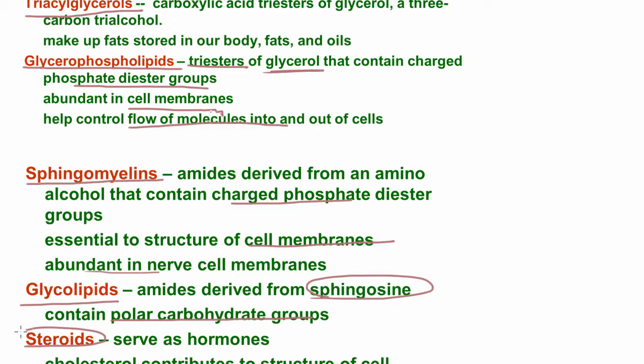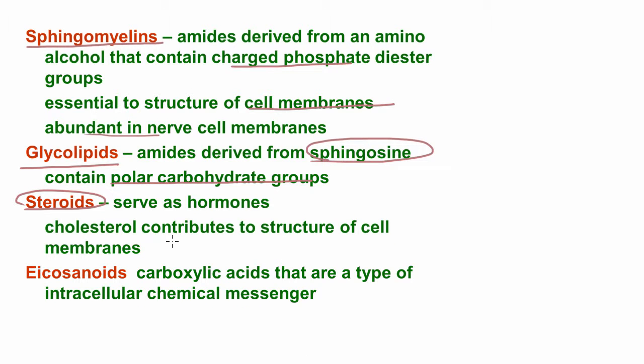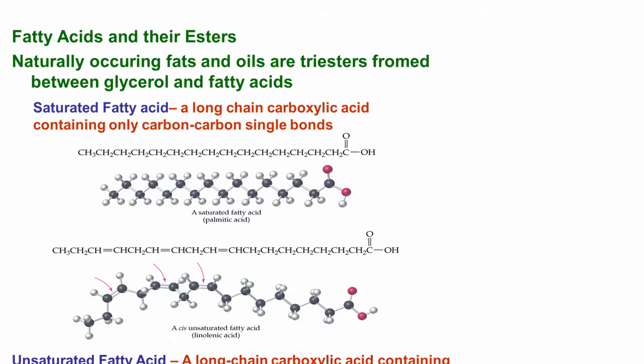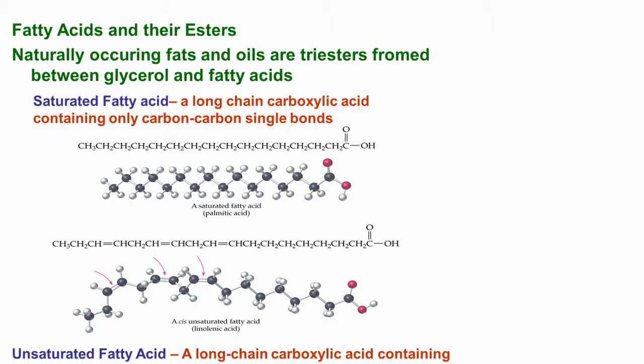We then have the steroids, and steroids serve as hormones. Cholesterol contributes to the structure of cell membranes, and we'll talk about the link between steroids and cholesterol in a little bit. And then we have the eicosanoids, and these are carboxylic acids, and we refer to them as intracellular chemical messengers. Let's take a look first at fatty acids.